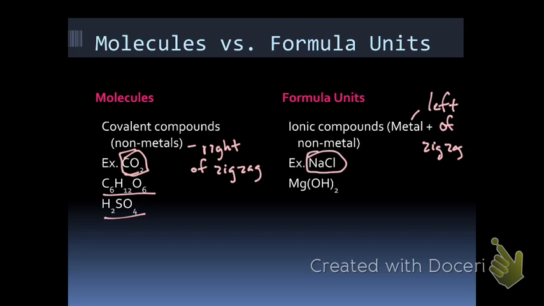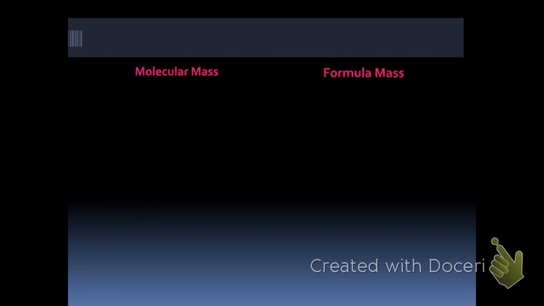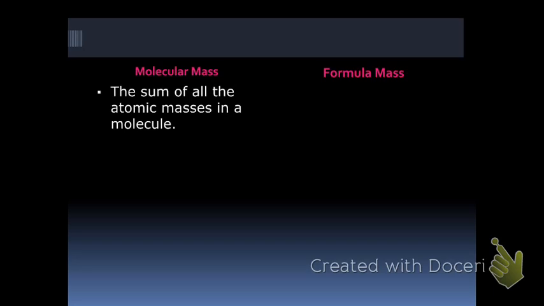If we know the mass of each individual element, then it's really easy. We just add up however many atoms of each element there are to determine the mass of the molecule or the formula unit. We have specific names, like molecular mass versus formula mass. Molecular mass is the sum of all atomic masses in a molecule. For example, water is H2O, so the molecular mass of water is the mass of 2 hydrogens and 1 oxygen.